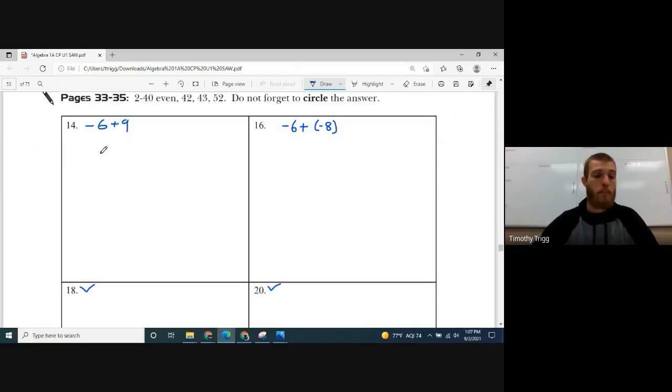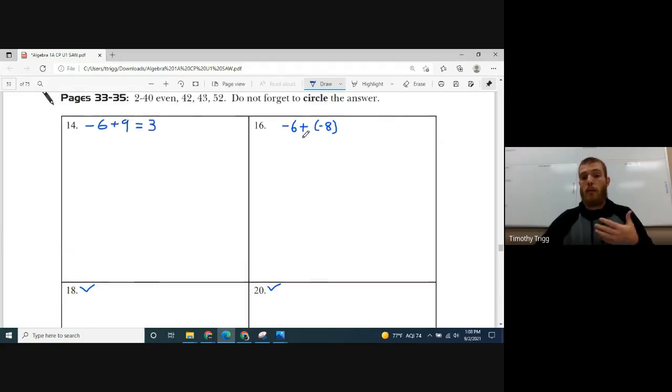Number 14 here. This is kind of like you owe $6 but you have 9. Well, you'd be able to pay your debt and you'd still have 3 left over. With positives and negatives, if they're different signs, they cancel each other and you're left with whatever sign you have more of. In this case, you have more positives, so the answer is going to be positive.